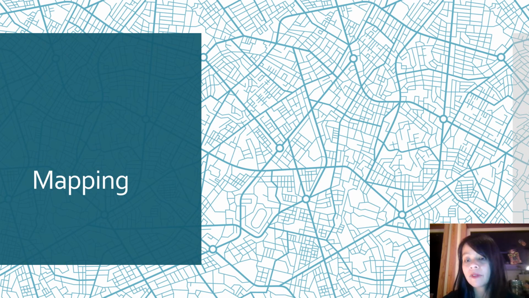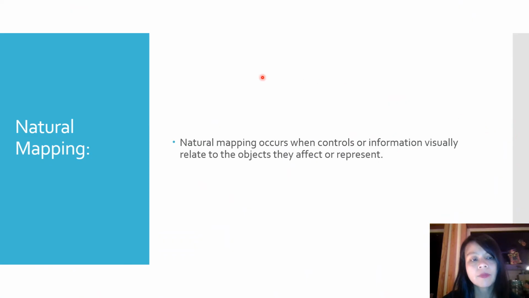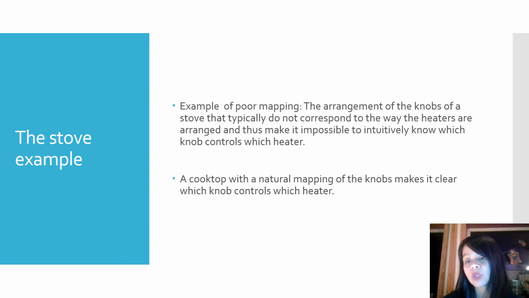All right, so the final topic I'd like to cover in this PowerPoint video is mapping. So we start out looking at natural mapping. The assigned reading looks at natural mapping. Natural mapping occurs when controls or information visually relate to the objects that they affect or represent. Okay, so visually relates, that visual relation.